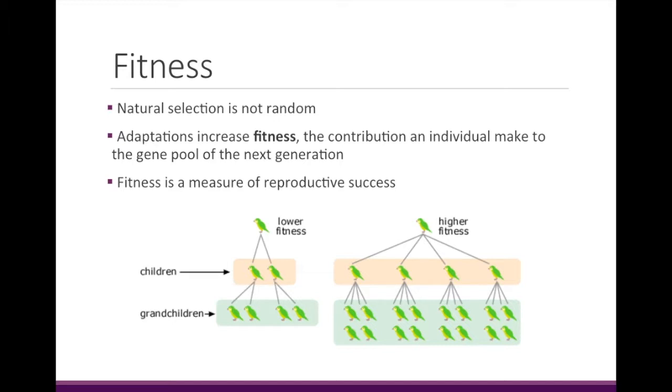The picture compares two birds. On the left, this bird only has 2 children, and each of those birds only has 2 children of their own. So this bird has relatively lower fitness. The bird on the right has 4 children, and each of its 4 children also has 4 children of their own. So the bird on the right has a much higher fitness. The bird on the right has more individuals in the next and then the following generation that share its genes than the bird on the left.